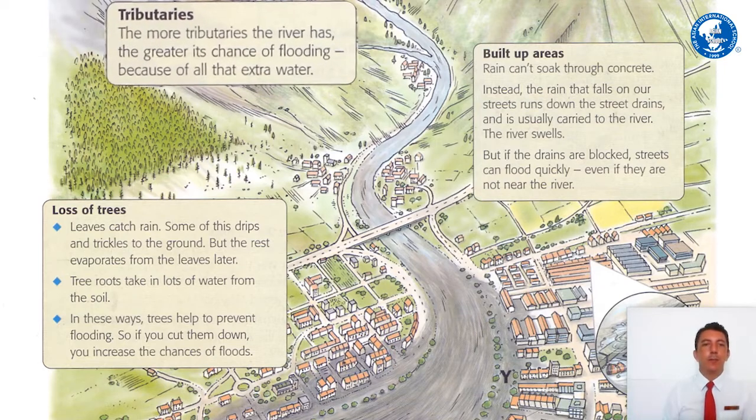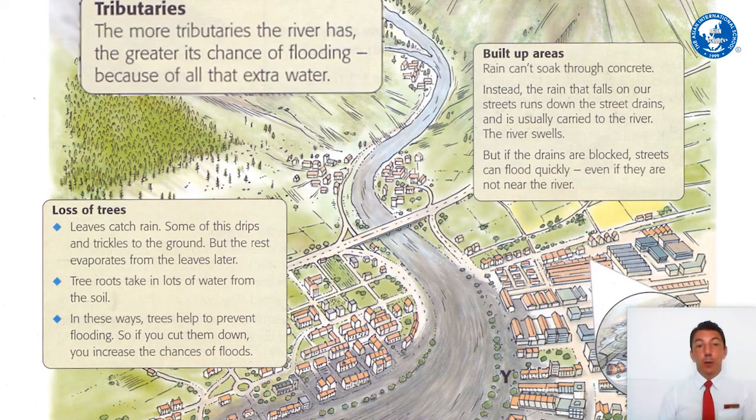Next, tributaries. Remember, a tributary is a smaller river that joins a larger river. And the more tributaries the river has, the greater the chance of flooding because of all that extra water.